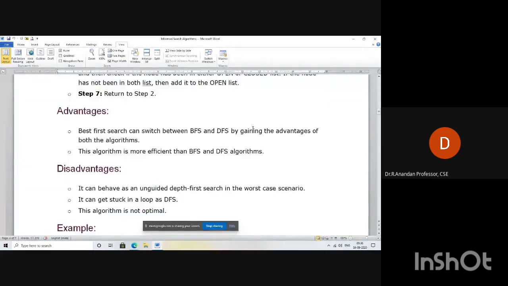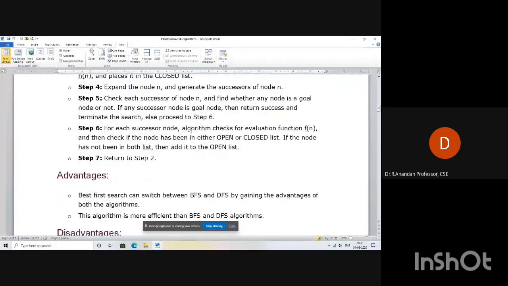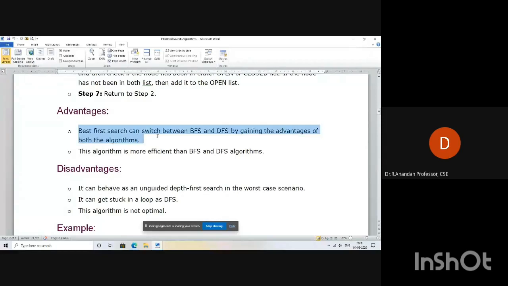It's clear. Now we're going to see what is the advantage of using best first search. Best first search can switch between breadth first search and depth first search by gaining the advantages of both algorithms. This algorithm is more efficient than breadth first search and depth first search.